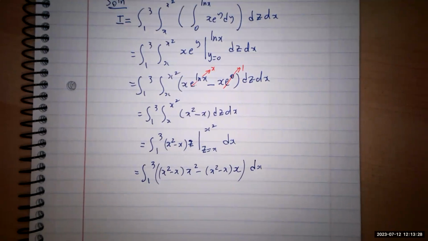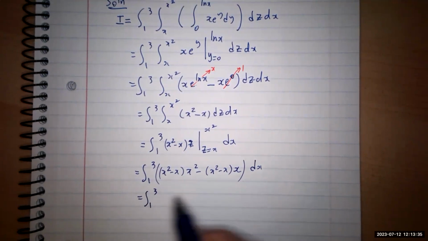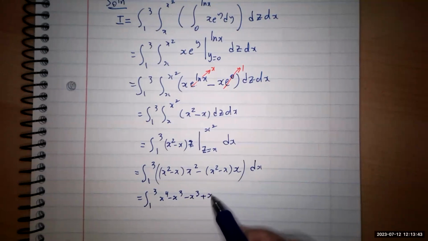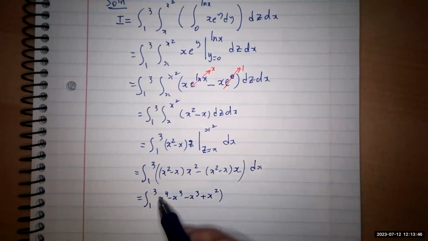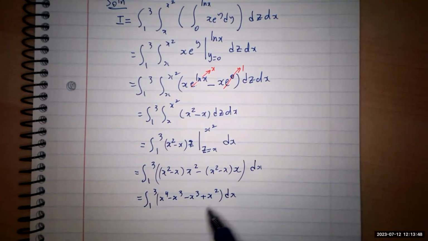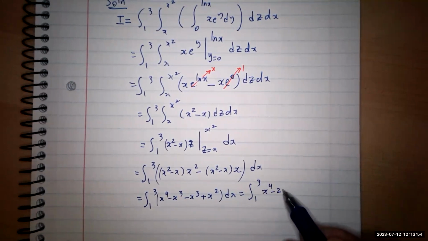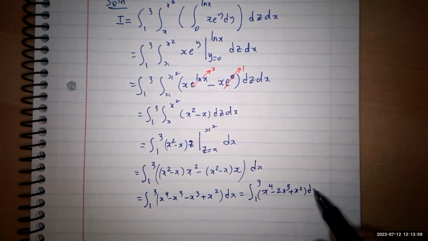Okay. Now you have to simplify, then integrate, multiply. That gives you 1 to 3. You multiply inside, that gives you x to the 4th minus x to the 3rd, minus x to the 3rd plus x squared, dx. Combine the like terms. It's going to be 1 to 3, and you get x to the fourth minus 2x cubed plus x squared dx.